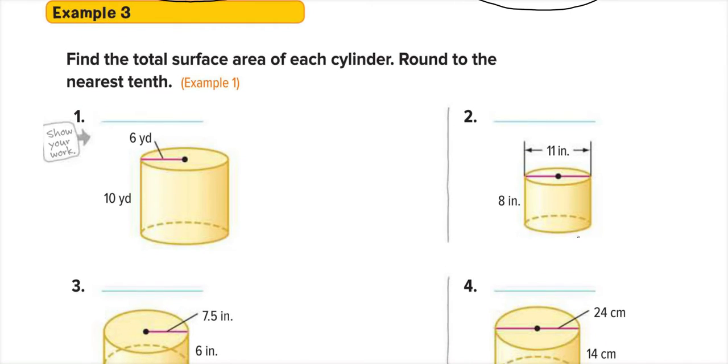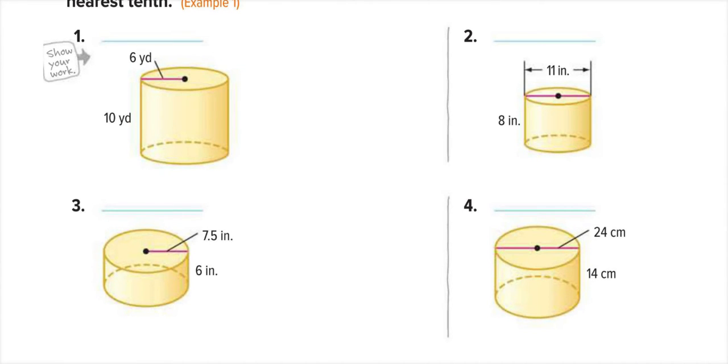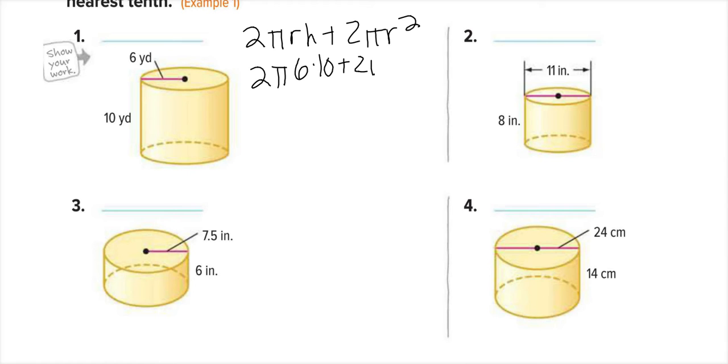Okay, last examples here. We're going to find total surface area, so why don't you go ahead and pause and try each of these, and then when you come back, I am going to go through them super quick. All right, here we go. Let's look at the first one. So we have 2 pi r h plus 2 pi r squared on all four. Okay, so it's going to be 2 pi times 6 times 10 plus 2 pi times 6 squared.